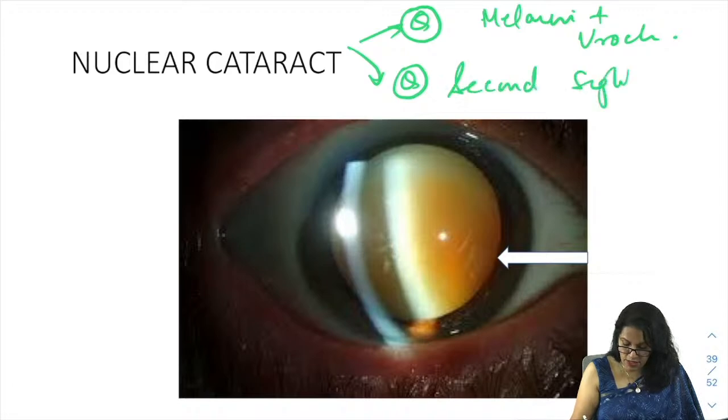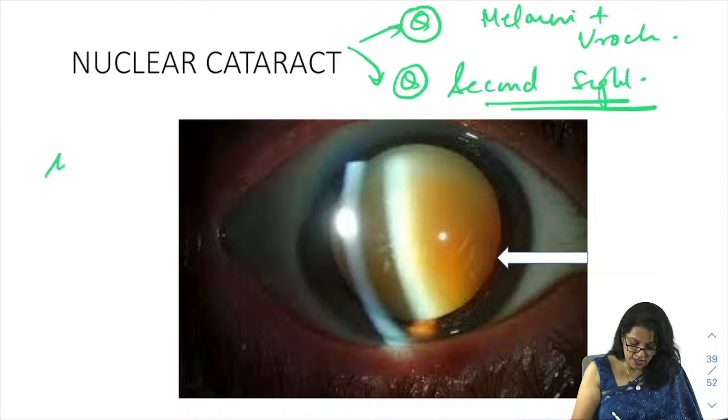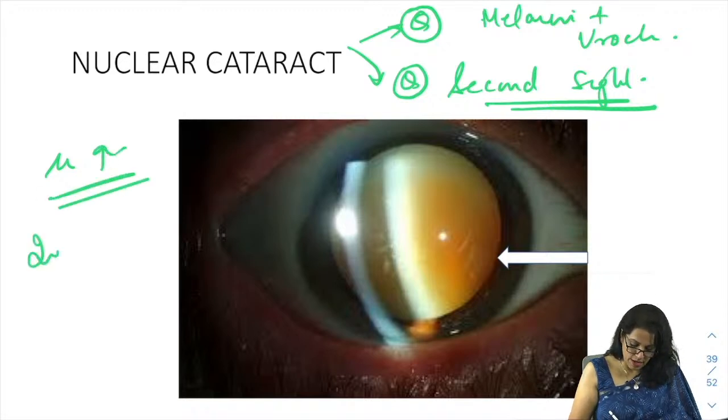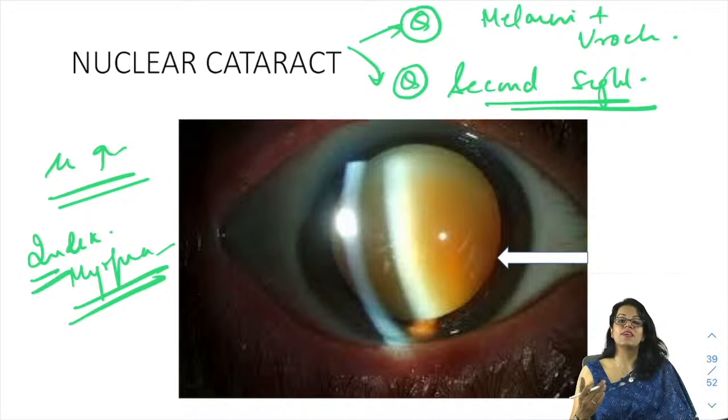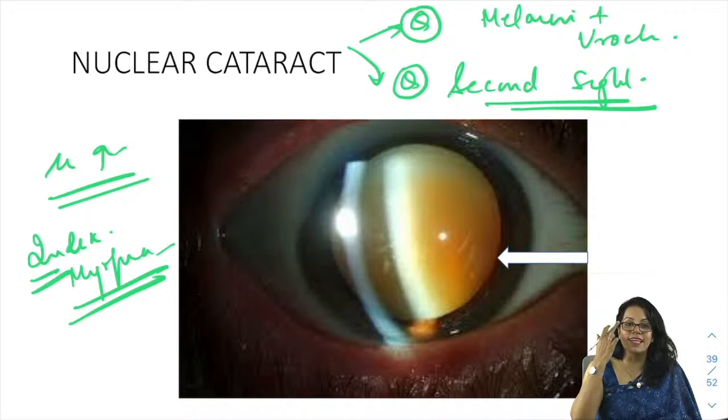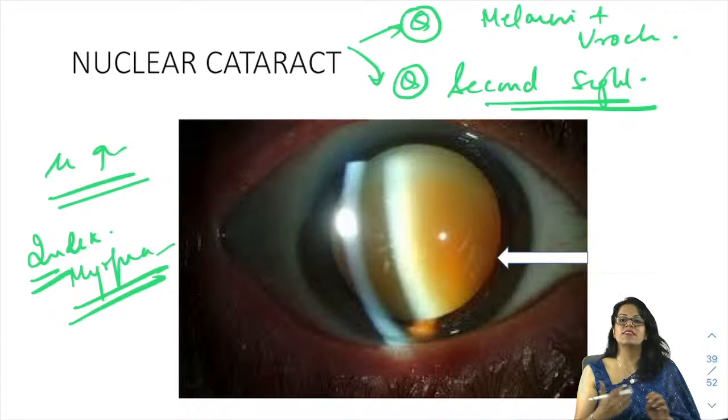That is improvement of near glasses is second sight. This happens because when there is a nucleus sclerosis, refractive index increases. So this is index myopia. Myopia is when it is going towards more power. So it's a case of index myopia, because the refractive power of the lens will increase, therefore he will use a lesser number on his specs. That is what improvement of near glasses is called, second sight of old age. If you want to learn it more in detail, please just watch my earlier sessions. You will revise it nicely.